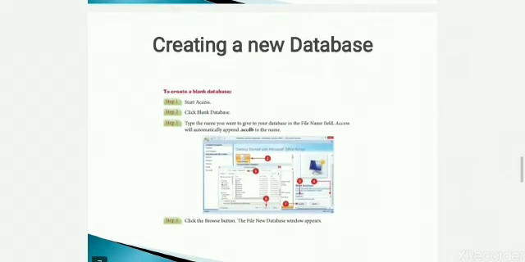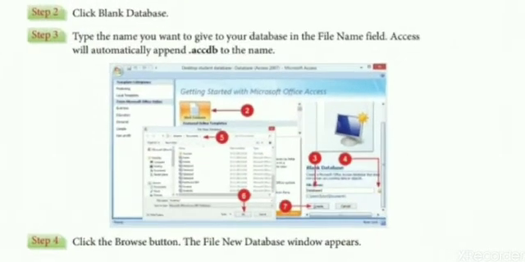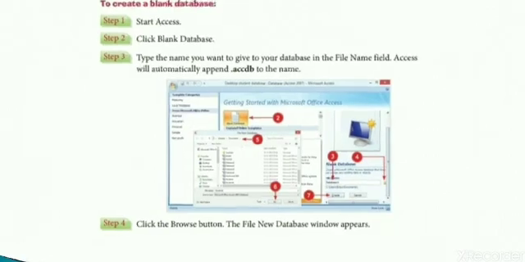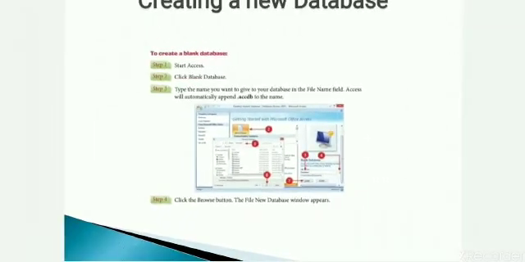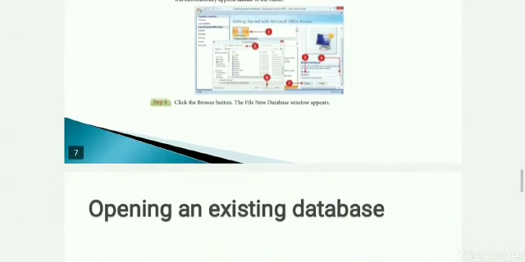First is creating a new database. Now, what are the steps to follow? As always said, go to the Start button, All Programs, Microsoft Office, Microsoft Office Access 2007. It will open a window like this one. You need to click on Blank Database and then the Create button. It will open a blank database for you. So these are the steps to create a new database in MS Access.